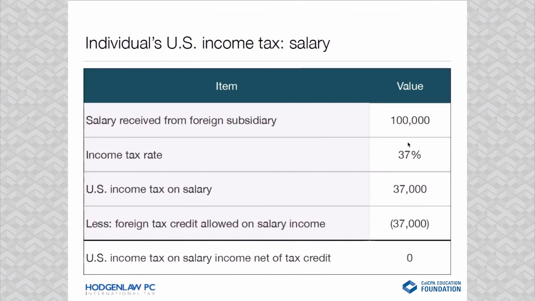Salary, again, we have an American living abroad pulling a salary. This is the classic scenario where Form 1116 does its magic and allows a tax credit equal to the lesser of actual foreign tax paid versus US tax liability on the same category of income. So here we're taking the lower, which is the US tax liability, which is $37,000, and we're good. So net US income tax liability on salary income is zero.